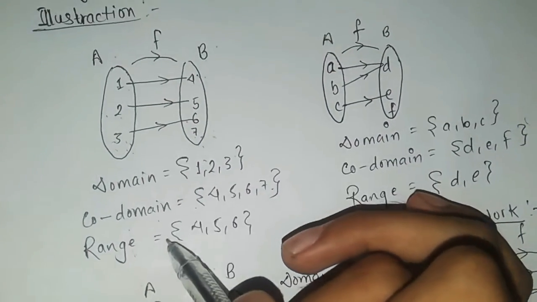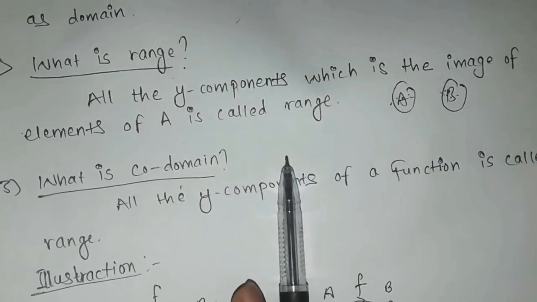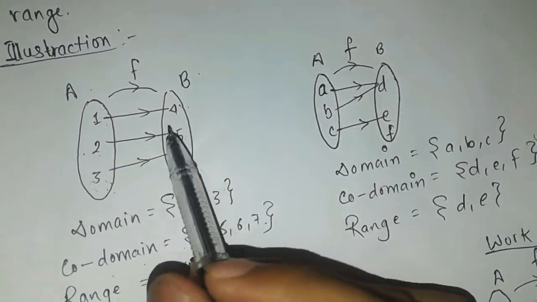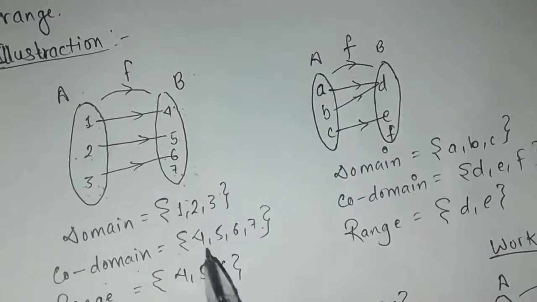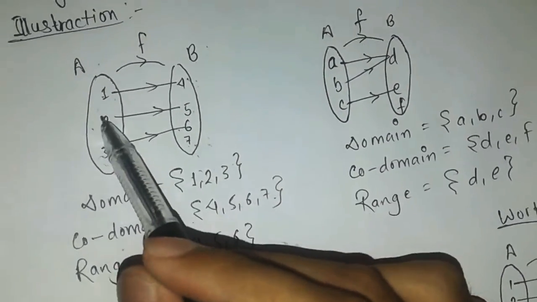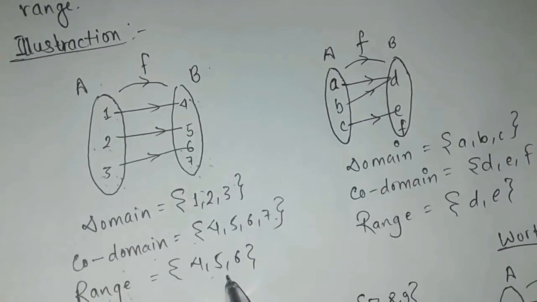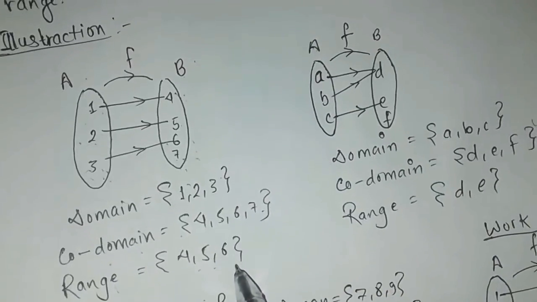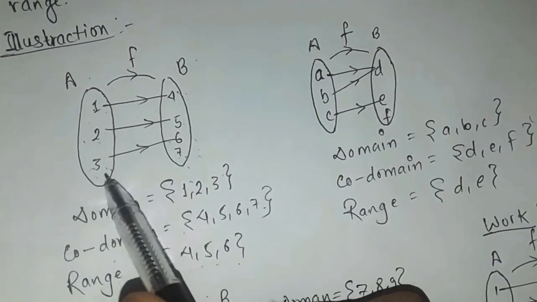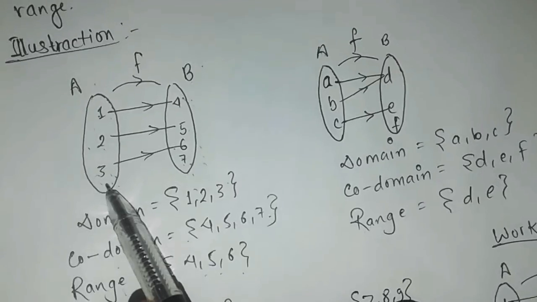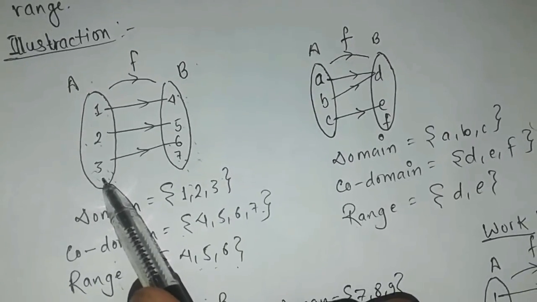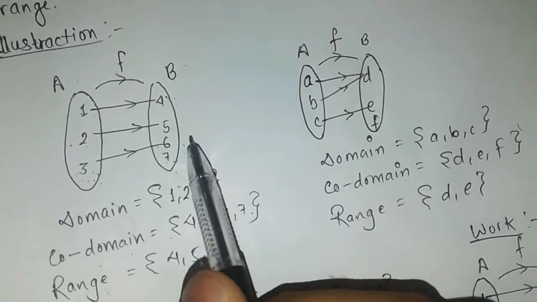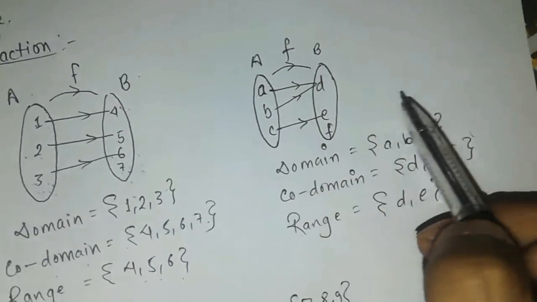Similarly, range means all the y component which is the image of an element of A. The image of 1 is 4, so 4 is in the range. The image of 2 is 5, so 5 is in the range. The image of 3 is 6, so 6 is in the range. But 7 is not the image of anything; it is not connected with anything in A. So 7 is not in the range. It is excluded from that.